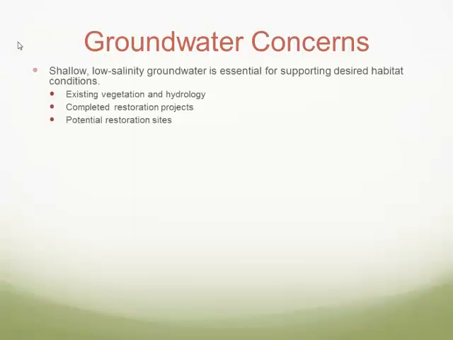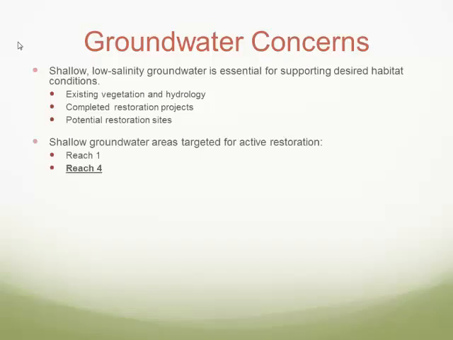So in Reach 4 specifically, I'll be talking about that quite a bit. Riparian areas in general rely on either surface water or shallow, low salinity groundwater to support the vegetation as well as the other habitat conditions that we want. Specifically, it's important for supporting existing habitat, but also helping us identify areas where we could do some active restoration and have long-term success. Shallow groundwater areas are targeted for active restoration, like Peter mentioned before: Reach 1, where there's influence from accidental flows from the dam, and Reach 4, which is where I'll be talking about the groundwater modeling effort.